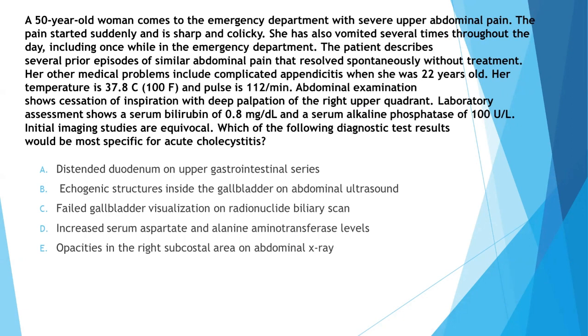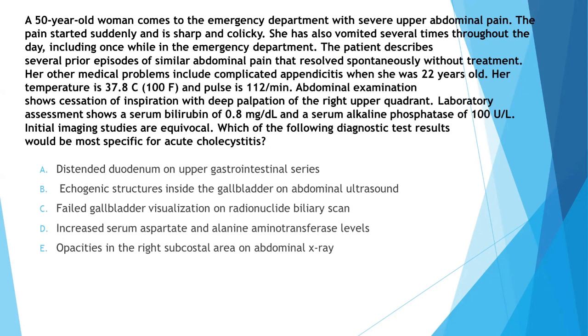A 50-year-old woman comes to the emergency department with severe upper abdominal pain. The pain started suddenly and is sharp and colicky. He has also vomited several times throughout the day, including once while in the emergency department. The patient describes several prior episodes of similar abdominal pain that resolved spontaneously without treatment. Her other medical problems include complicated appendicitis when she was 22 years old.